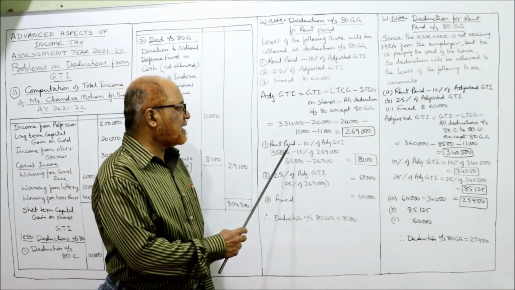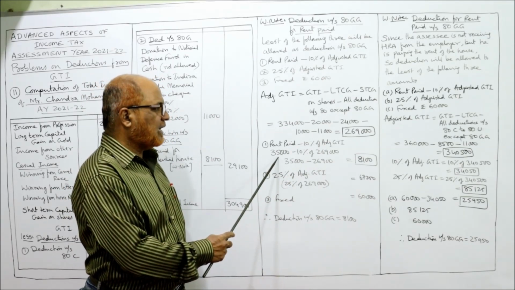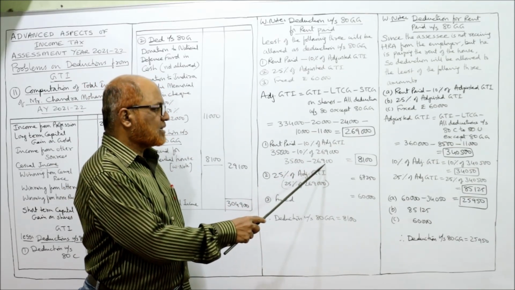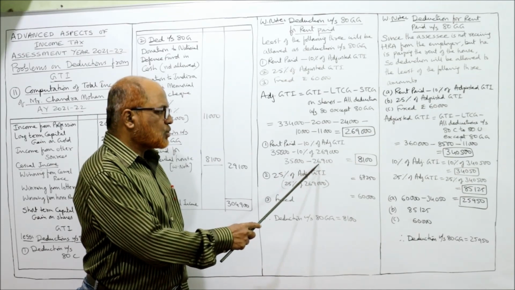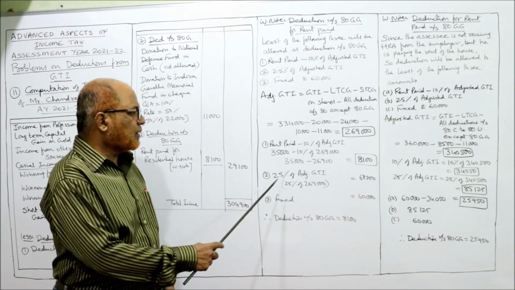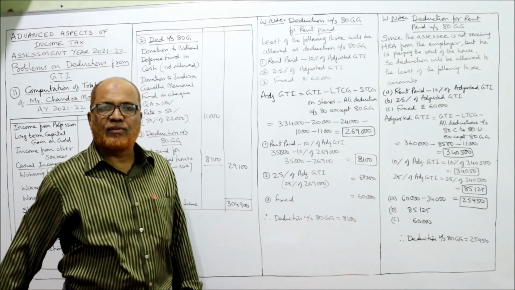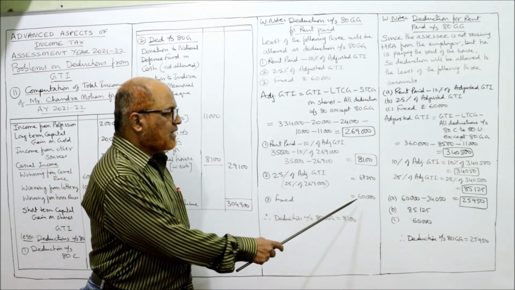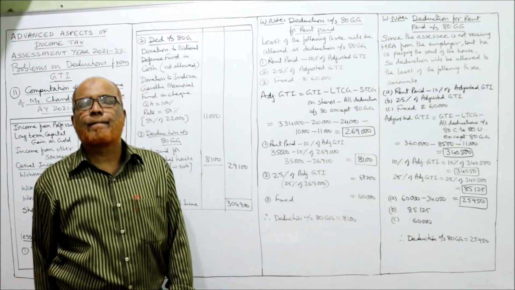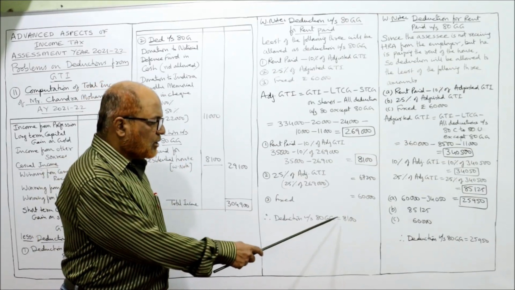Now 10% of adjusted GTI. Rent paid minus 10% of adjusted GTI. Rent paid 35,000, given in the problem. 10% of 2,69,000 is 26,900. 35,000 minus 26,900 is 8,100. First item we got. Second item, 25% of adjusted GTI: 25% of 2,69,000 is 67,250. And finally the fixed amount given by the Income Tax Act, 60,000. The least of these three amounts is 8,100. So deduction under section 80GG allowed is 8,100.